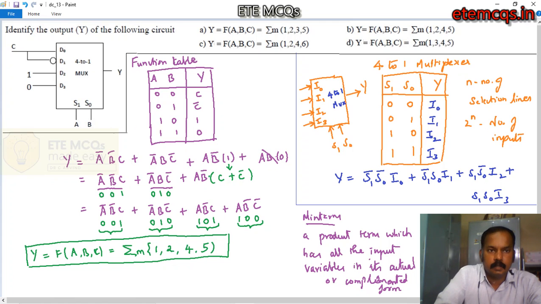So this 4x1 multiplexer implements a 3 variable function whose Boolean expression is given here, and its SOP form is given as summation m 1, 2, 4 and 5. So option B is the correct answer. Thank you.